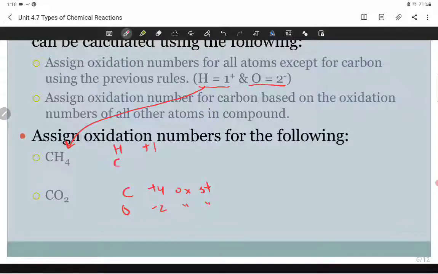Okay, and then since each hydrogen has a +1 and there are 4 of them, collectively this whole side is a +4. So the carbon would have to be, in this case, a -4. So just because carbon's a -4 here doesn't mean it's going to be a -4 the next time.